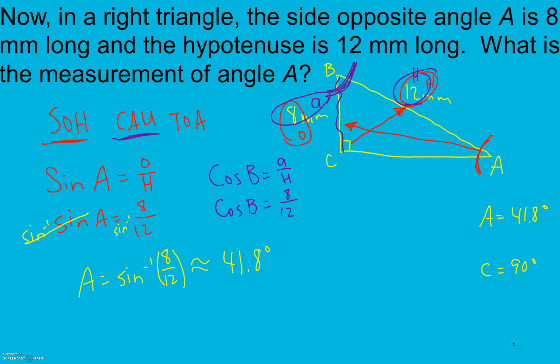Again, to get rid of our cosine, we take the inverse. To undo each other, we use inverse operations, and the same idea here with our trig. So, inverse cosine of 8 over 12, when we type that in, it's going to give me 48.2.